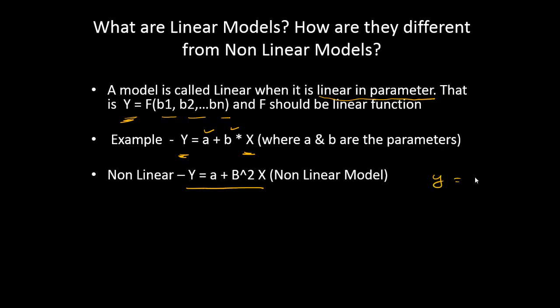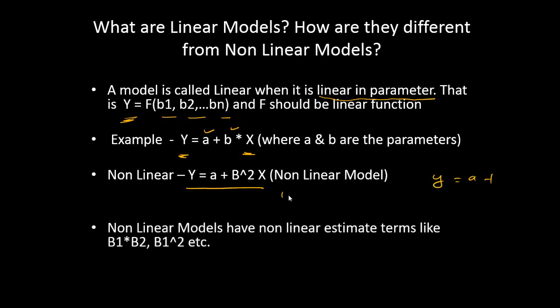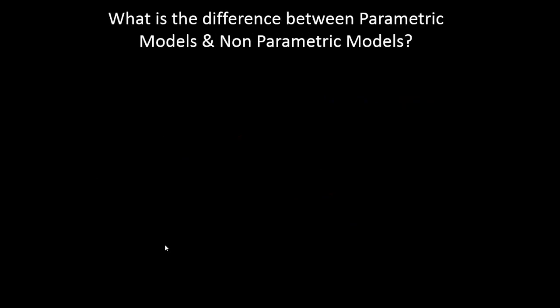But remember that y equal to a plus b x square is not a non-linear model. This is a linear model because it is linear in parameters. a and b are parameters which are linear, so it is still a linear model. A non-linear model usually involves terms like a product of two parameters or the square of one of the parameters.